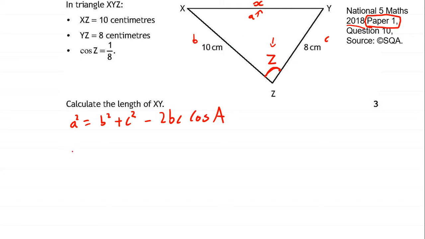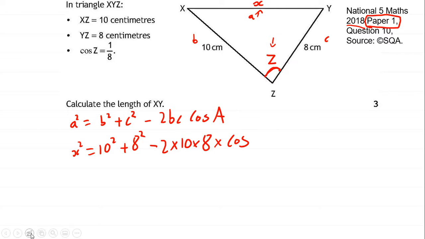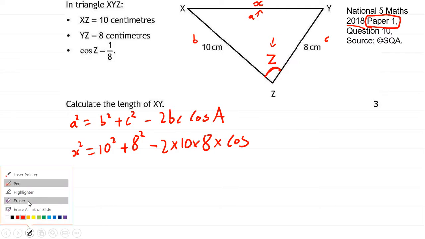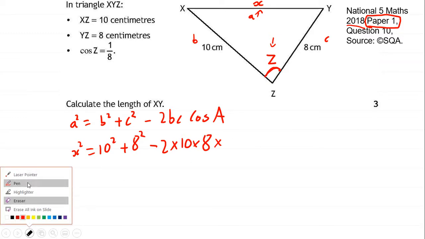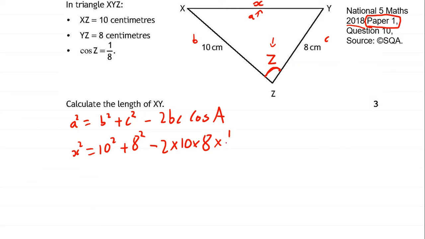So A squared is X squared, B squared is 10 squared, C squared is 8 squared, minus 2 times B times C, well, that's just 2 times 10 times 8. And at this point, we'd normally times by cos, and then whatever this angle here was, whatever cos Z was. But in this case, we've been told that cos Z is 1/8. So because we've been told what cos Z actually is, we can just use that straight away in this formula. We can just times by 1/8.